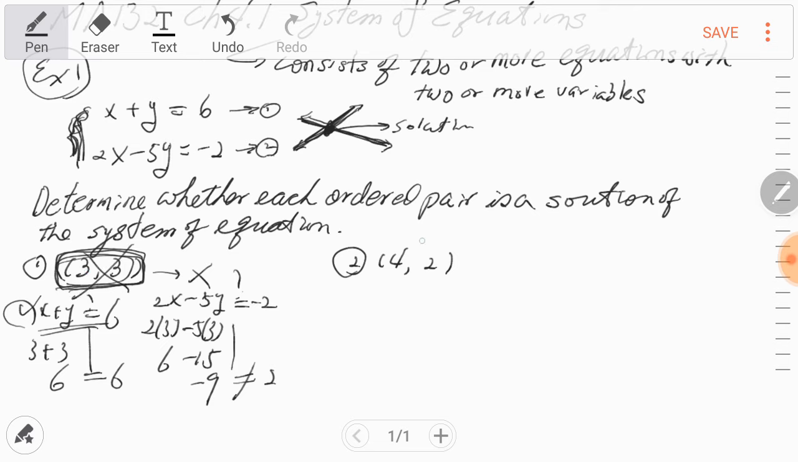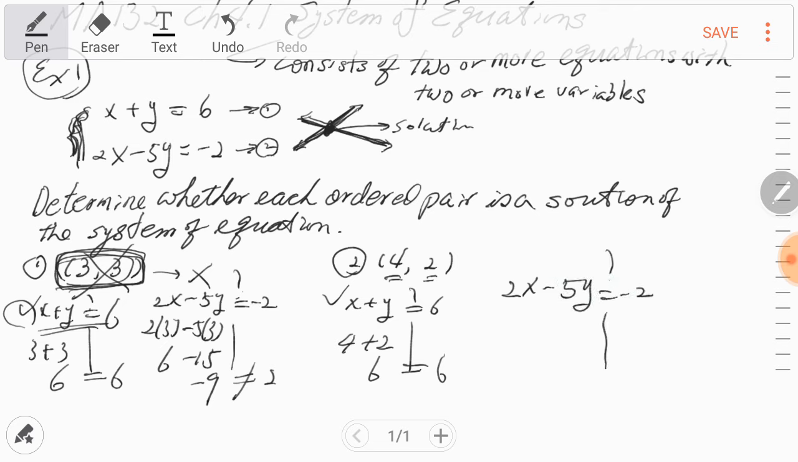Okay, let's check another one. x is 4, y equals 2. So let's check each equation. x plus y is 6. 4 plus 2 is 6. So this is true, and the first equation is okay. How about the second equation?